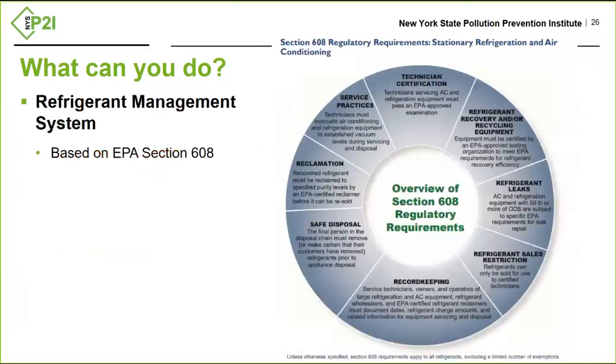So we are recommending a refrigerant management system. Now, the EPA has Section 608 of the Clean Air Act, which pertains to generally larger systems. And I've included this graphic here so that you can refer to it later on, and it gives you some insight into all of the different pieces of this refrigerant management system. Now, when we talk about a refrigerant management system, we're not talking about a piece of equipment, but a system of equipment and record keeping and maintenance, and we're going to talk about that in the next few slides.